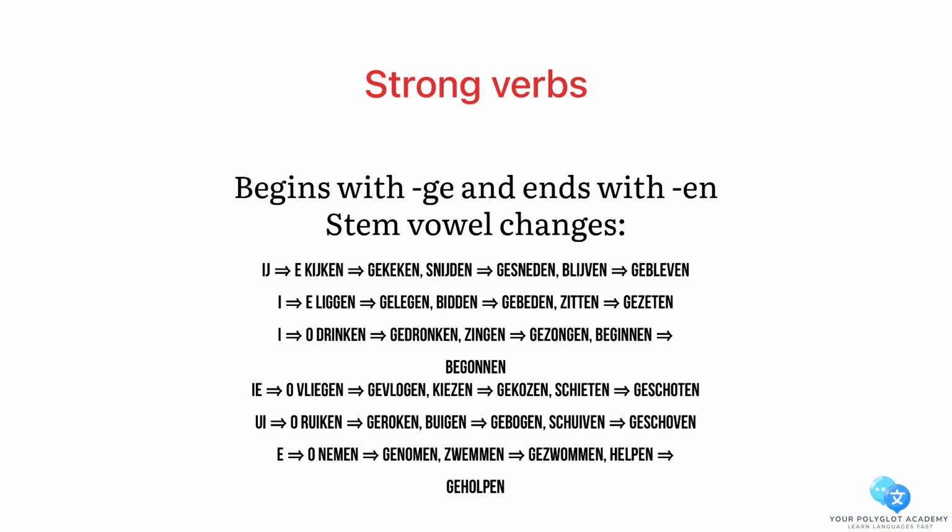And I can become an O. Drinken, gedronken. Zingen, gezongen. Beginnen, begonnen. An IE can become an O. Vliegen, gevlogen. Kiezen, gekozen. Schieten, geschoten. A UI can also become an O. Ruiken, geroken. Bouwen, gebouwen. Schuiven, geschoven. And lastly, an E might become an O. So nemen, genomen. Zwemmen, gezwommen. Helpen, geholpen.